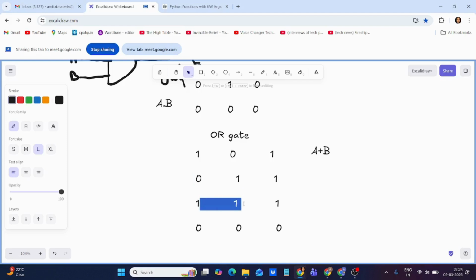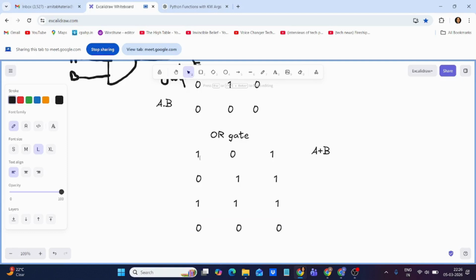And 1 plus 1 will be how much? Okay, 1 plus 1 will be 2, but 2 is not a number which we can include in a Boolean table. So instead of 2, we write 1. So 1 plus 1 will be 1, and 0 plus 0 will be zero, right? So this is the Boolean table for the OR gate.